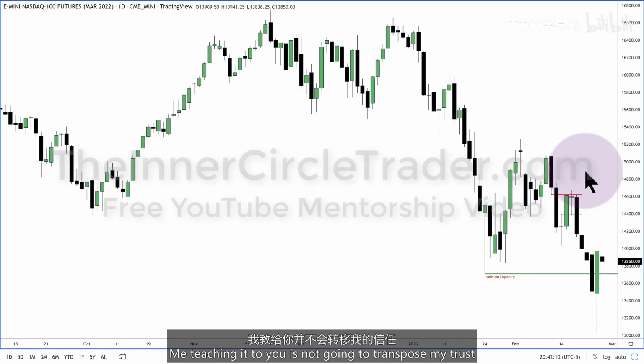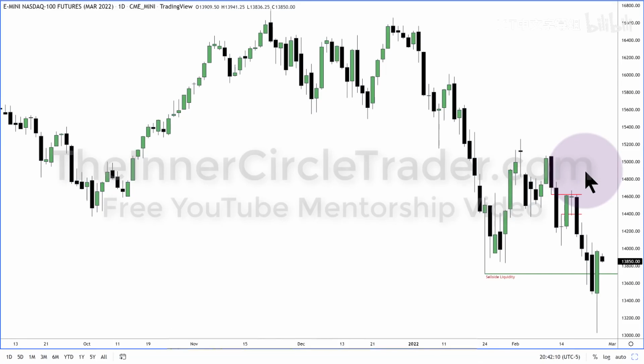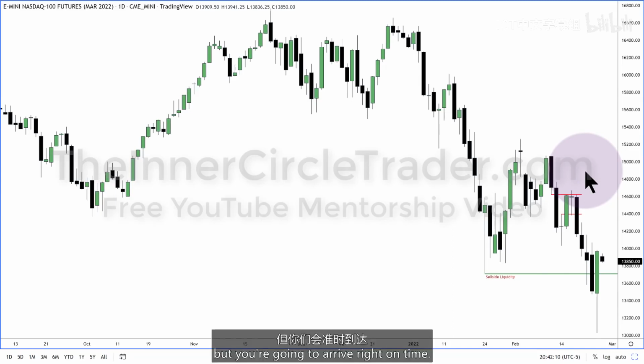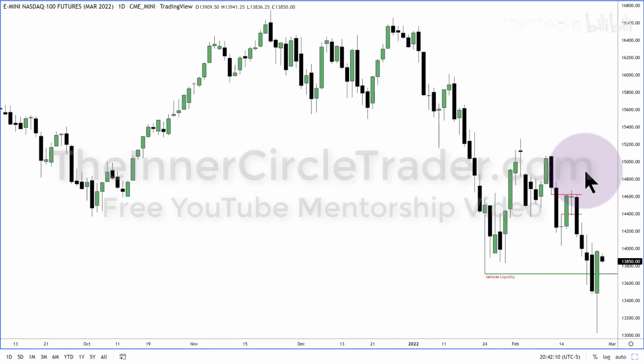Me teaching it to you is not going to transpose my trust. That has to be developed in your learning curve. It's going to take time. How long is it going to take? I don't know. All of you are going to do it differently. But you're going to arrive right on time, exactly when you should. That's when you're going to get it all.